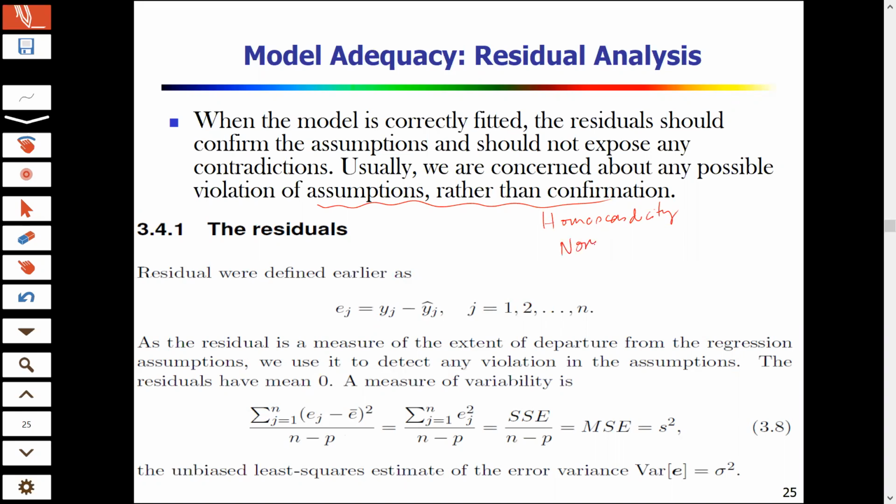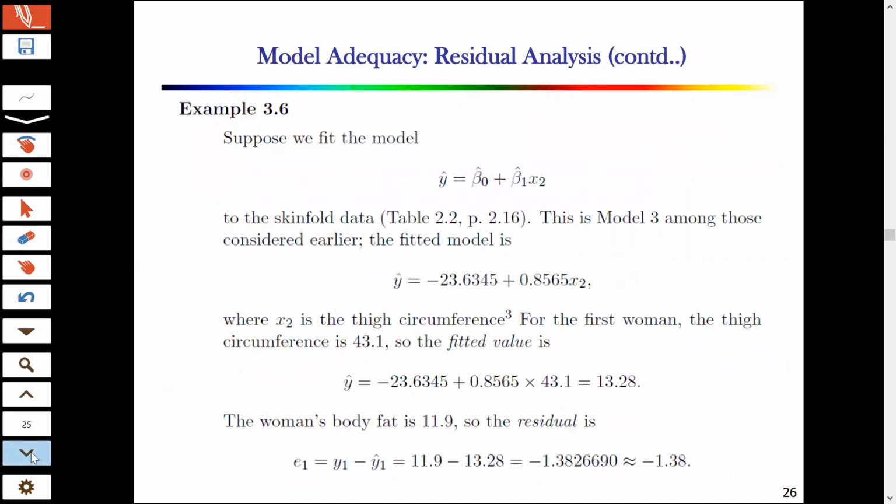Normality means the residuals are normally distributed. Homoscedasticity and linearity mean the relationship between y and all of the explanatory variables is linear. We know the residual, for any model, is the observed value minus the fitted value, and this is the MSE. MSE is the sum of squares of error divided by n minus p, and we use this as an unbiased estimate of the variance sigma squared.